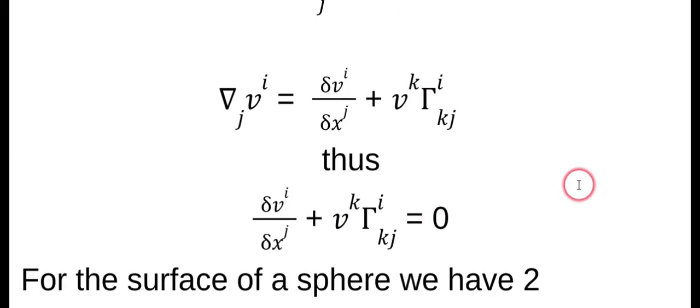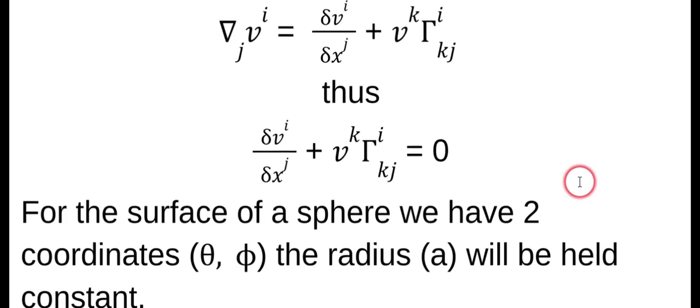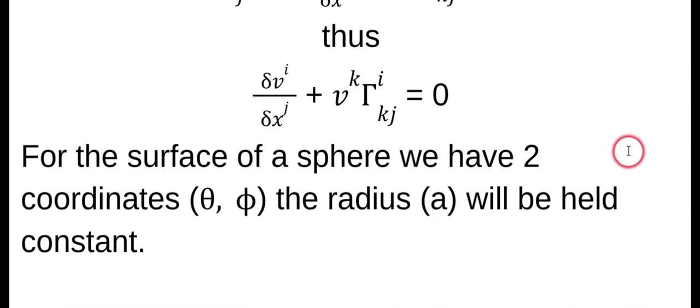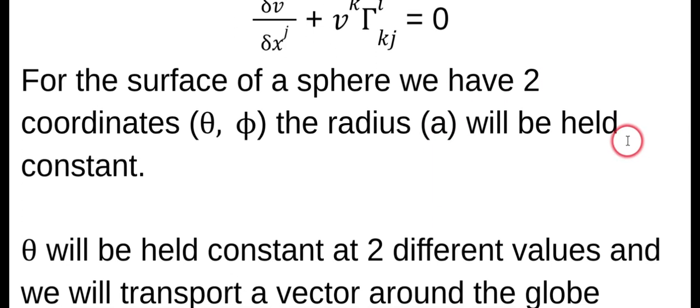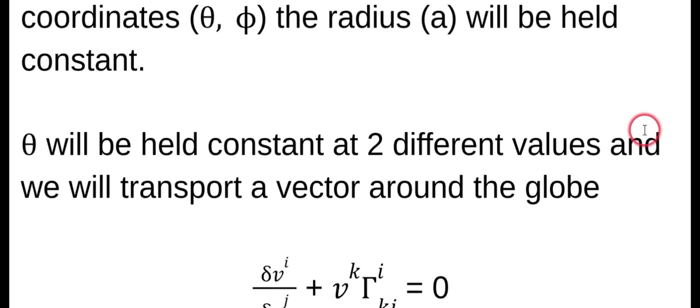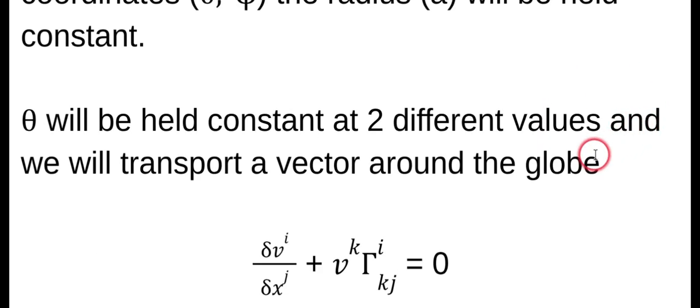All right, now we want to look at what happens on the two-sphere, where we're only looking at the surface, the coordinates theta and phi. The radius, which we're going to call a, is a constant. It's going to be held constant, okay? So we're going to have two variables. We're going to look at two different cases of parallel transport where theta, this angle, is held constant at two different values. So here's the equation we have to deal with.